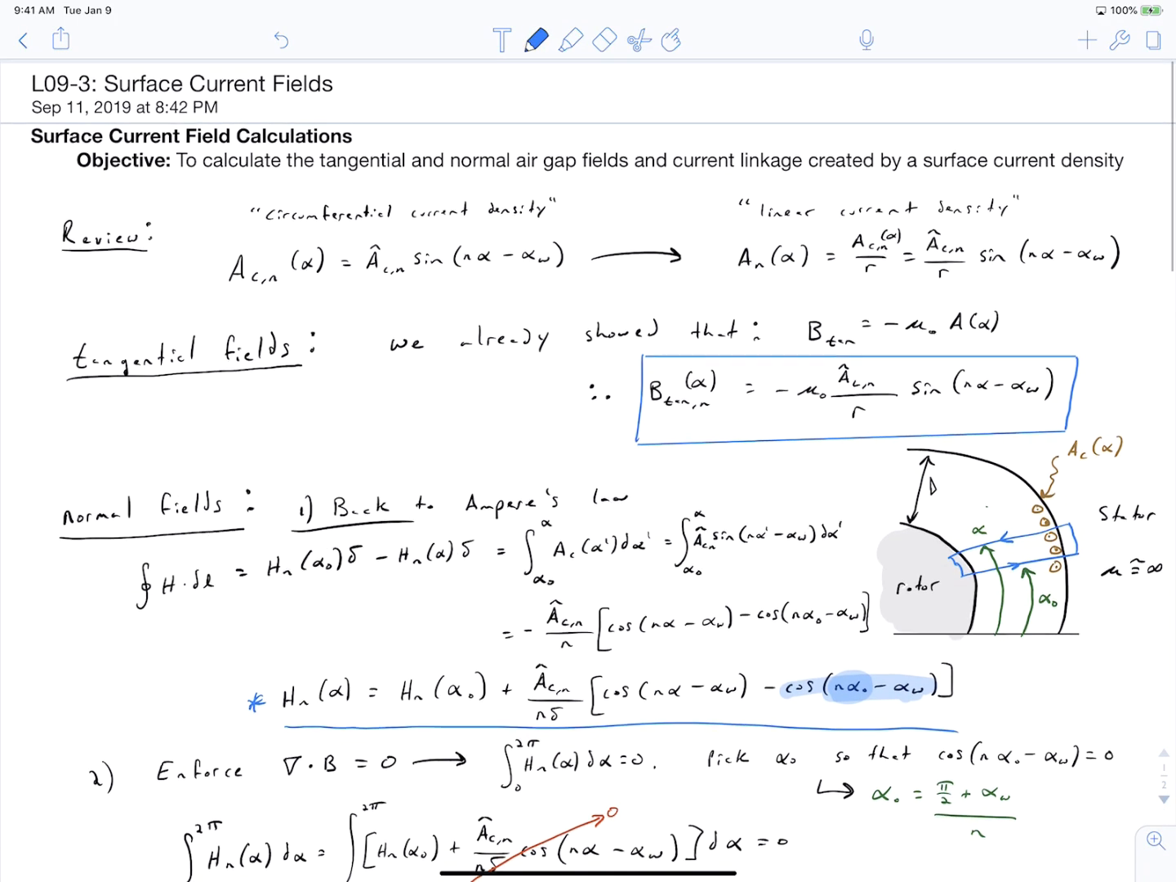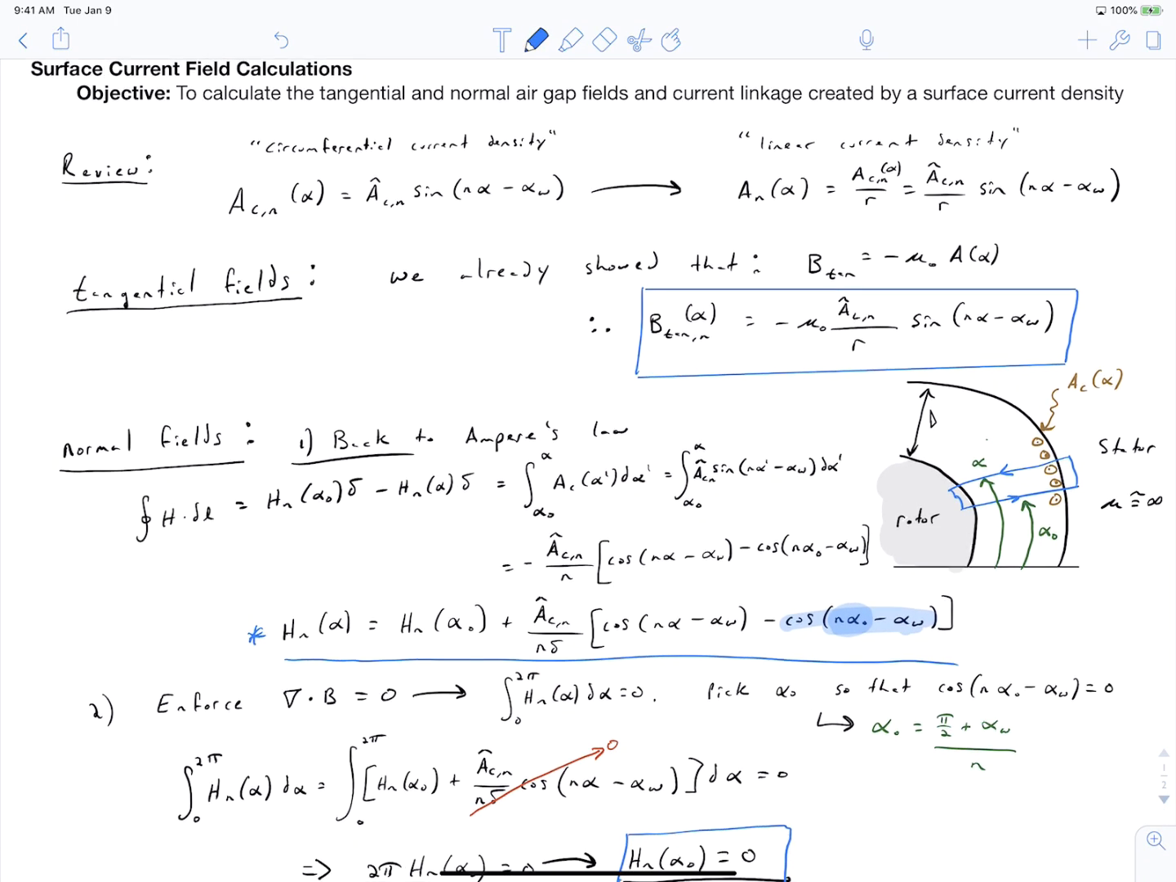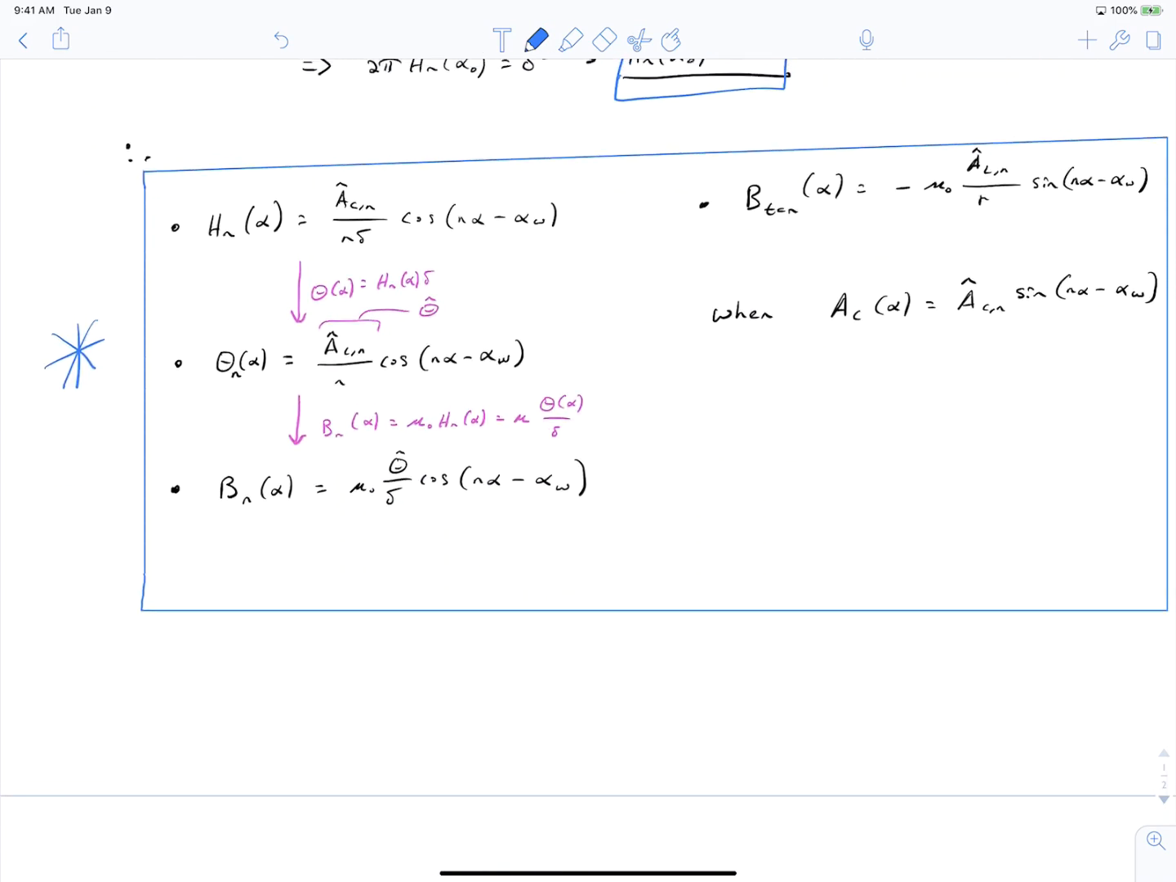So in conclusion, in this video, we've talked about how we can take an equivalent linear current density or circumferential current density, but an equivalent current density on the inner surface of our stator, and use that equivalent current density to calculate the tangential and normal air gap fields and the current linkage that's created. And so our grand finale was this big blue box here of all the normal H field, B field, and current linkage components, and then the tangential B component.